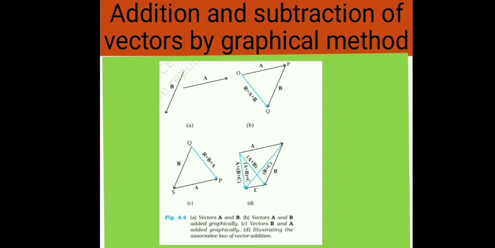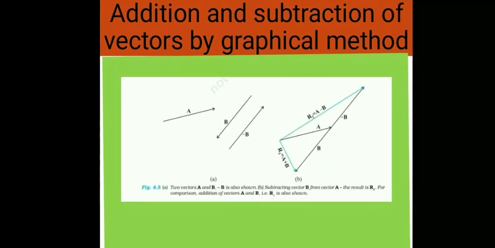Now, one more thing we can do. We can place a vector on the head of b vector to find the resultant of these two vectors, as shown in diagram C, that is r vector equals b vector plus a vector. These both methods give the same result.